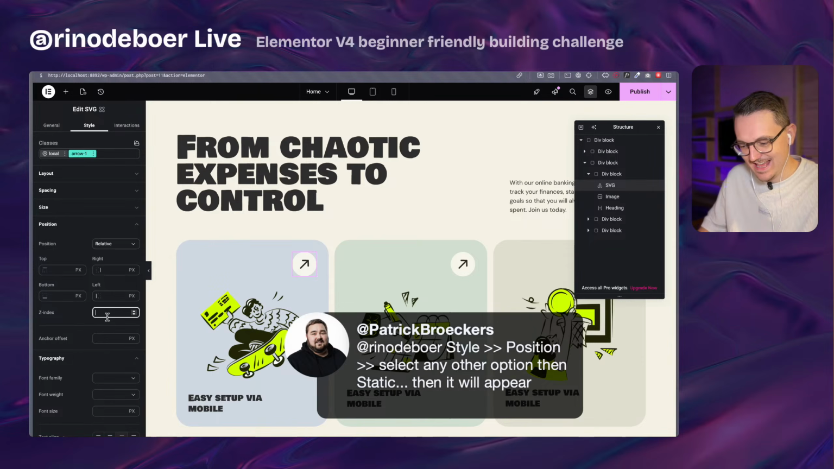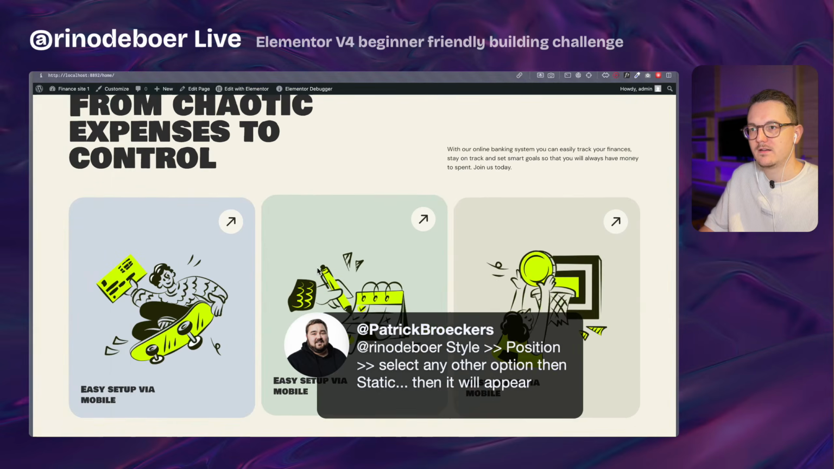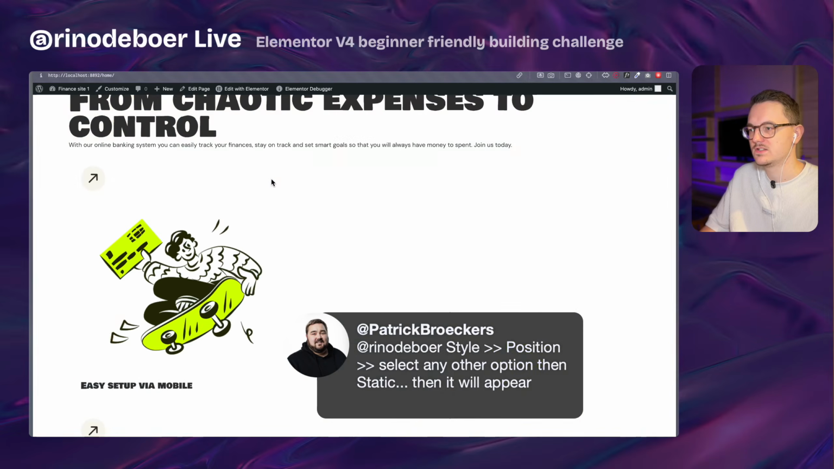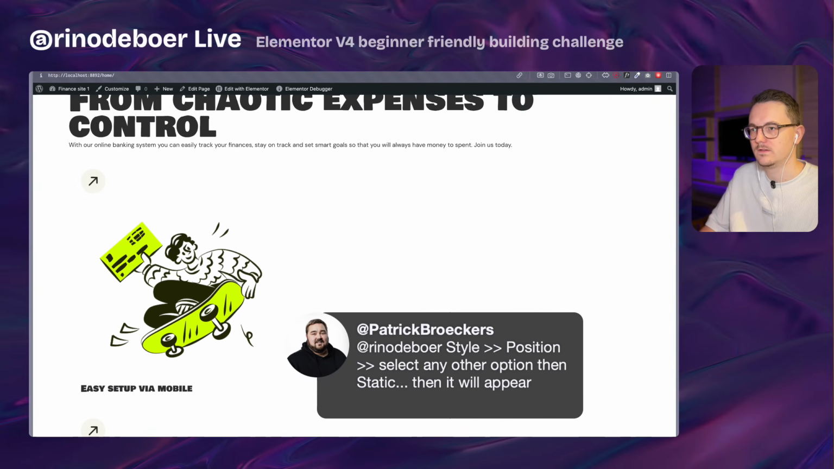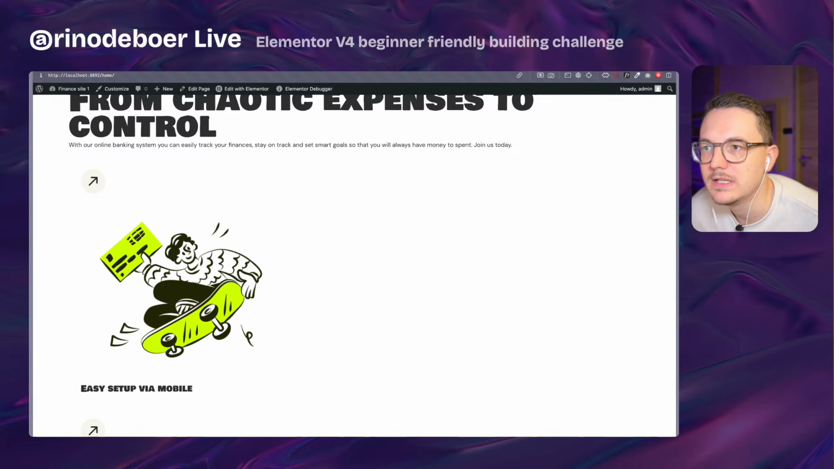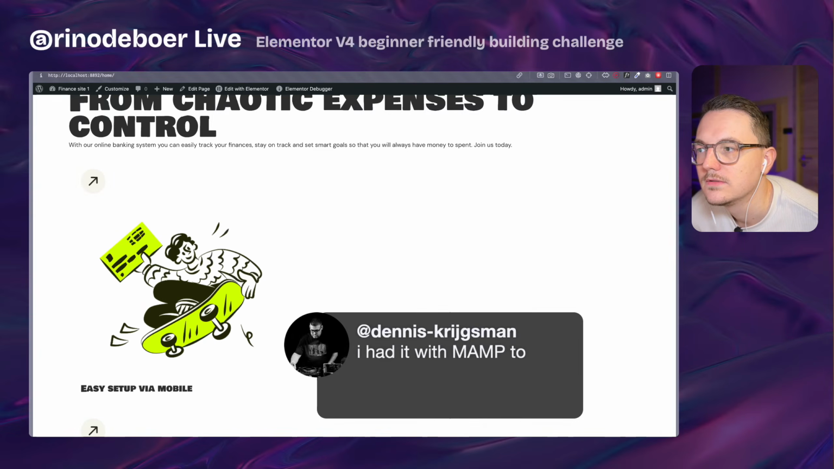Z index, yay! Let's put it on 9 and let's see if that solves the issue. Wait, we are in the class. So now all of the buttons should be updated automatically with this. Oh my goodness, we're having it again. Dennis, help me, please. I had it in MAMP too, look at the settings.